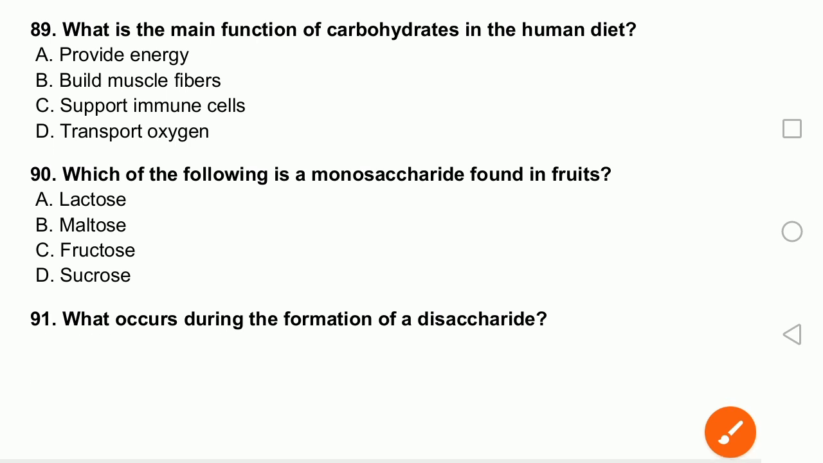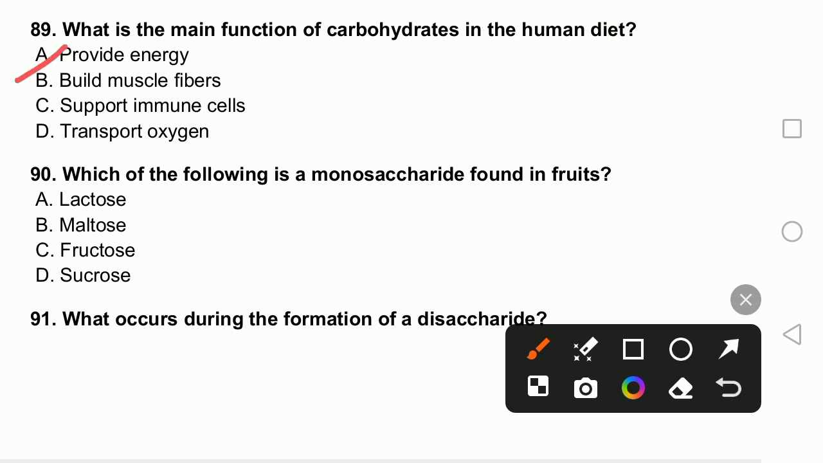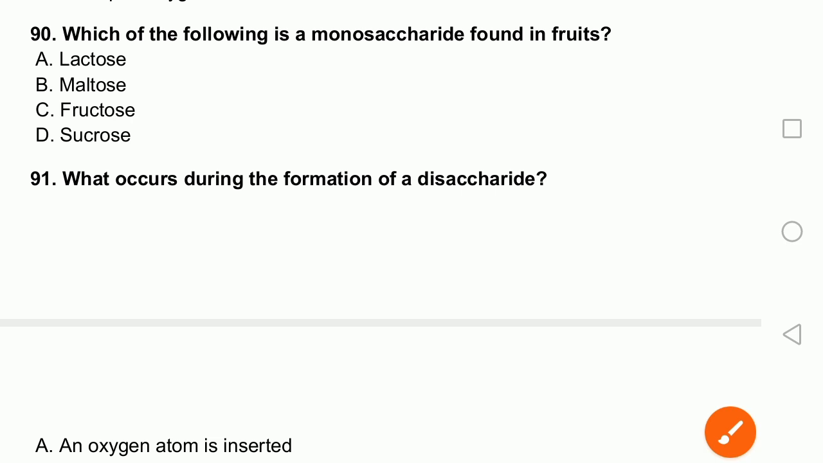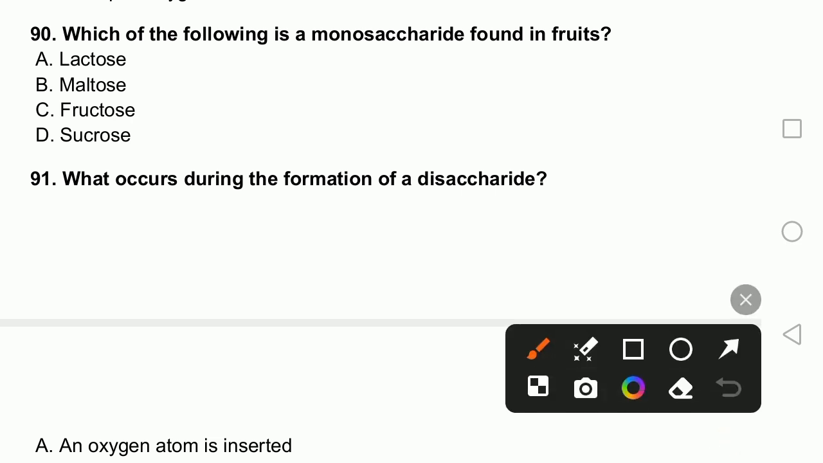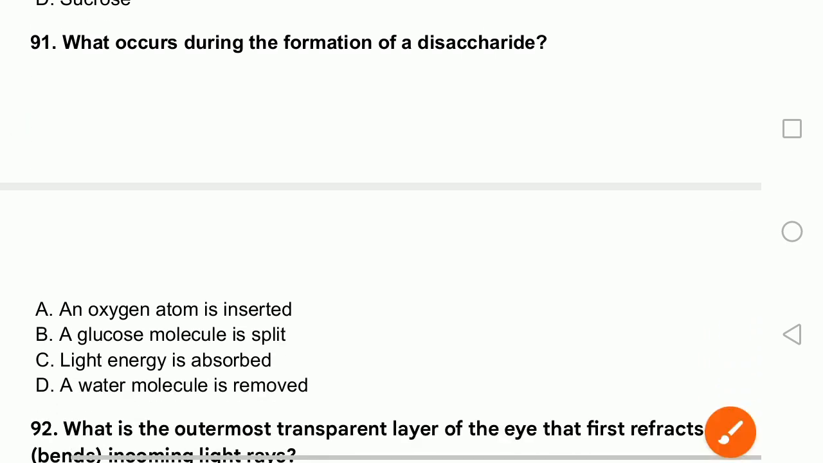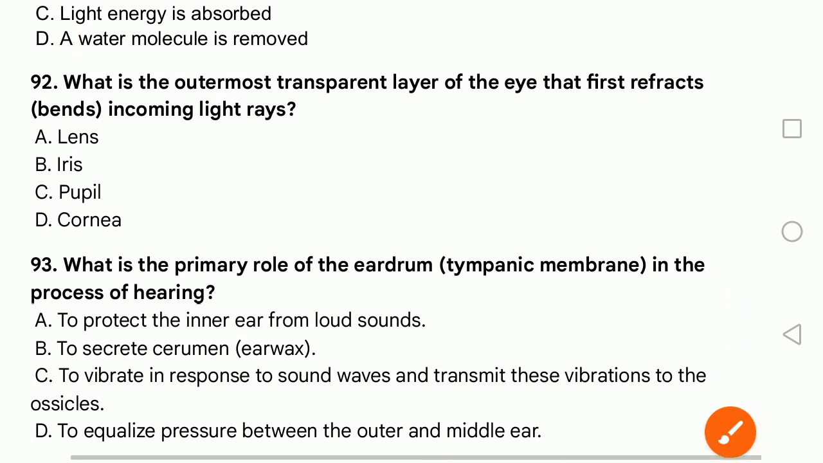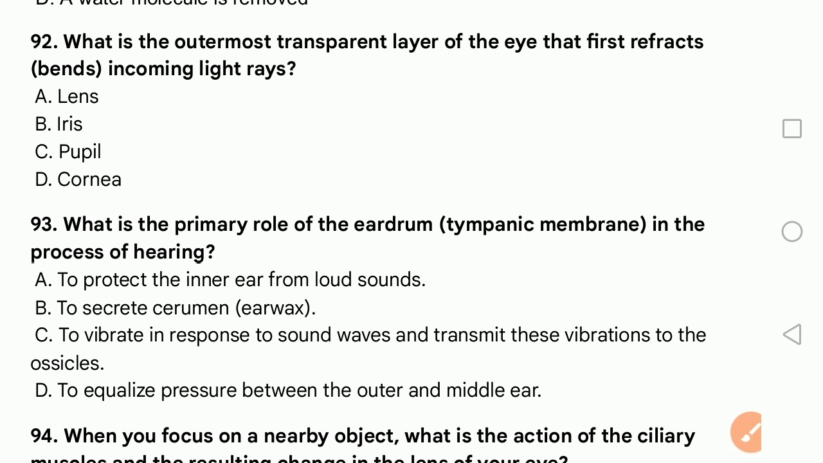What is the main function of carbohydrates in the human diet? Provide energy. Which of the following is a monosaccharide found in fruits? Fructose. What occurs during the formation of a disaccharide? A water molecule is removed. What is the outermost transparent layer of the eye?